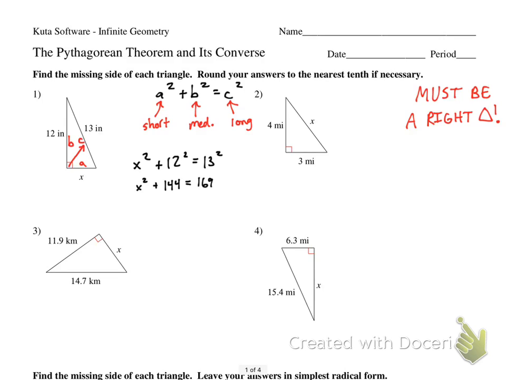What do we do next? Well, we want to subtract 144 from both sides, and we end up with x squared equals 25. Now we've got x squared, but the answer we're looking for is x. If we want to undo squaring a number, what is that? It's not divide. Square roots. I know you're familiar with square and square root to some degree, but I just want to remind you, square root says what one number multiplied by itself will give me, in this case, 25.